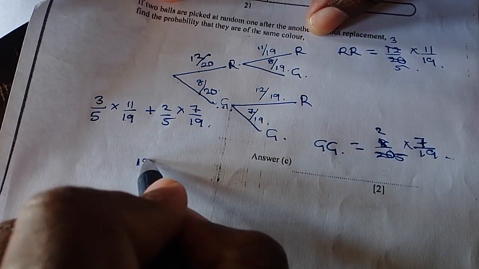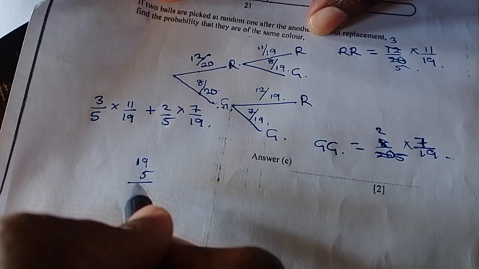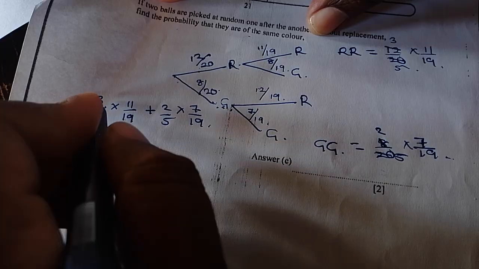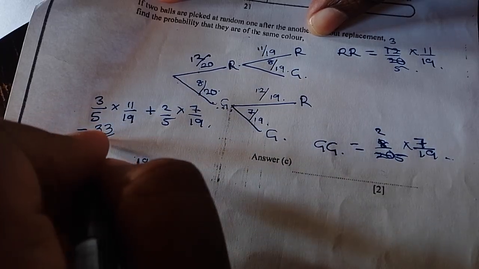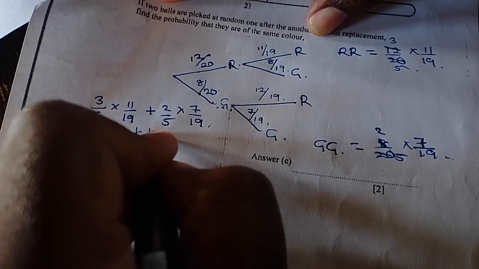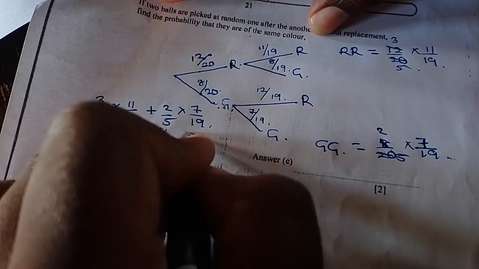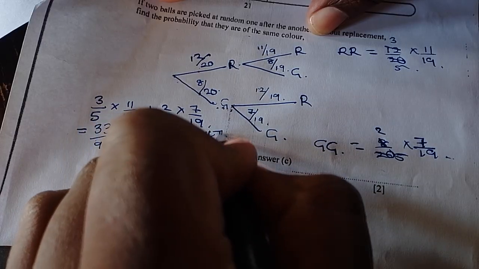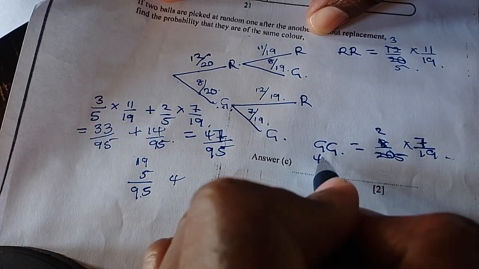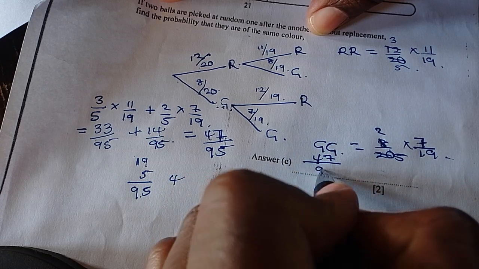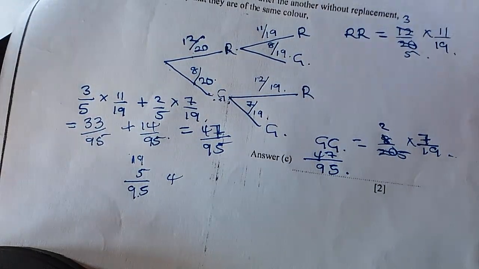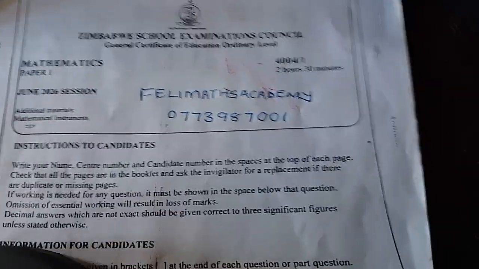So what's 19 by 5? 19 times 5 is 95. So we now have 33 over 95 plus 14 over 95 to give us 47 over 95. I hope it's in its lowest terms. Right, so that was our June 2026 paper 1.